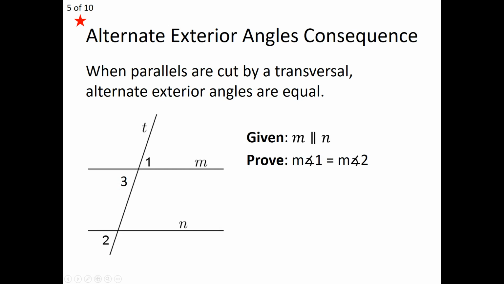Let's take a look now at the alternate exterior angles consequence. If we cut through a set of parallel lines with a transversal, then it would produce an equal pair of alternate exterior angles. Again, we're given that lines M and N are parallel, and we're going to prove that angle 1 and angle 2 are equal. In this case, they form the pair of alternate exterior angles. Again, I've strategically placed angle 3 so that it relates to angle 2 and angle 1.